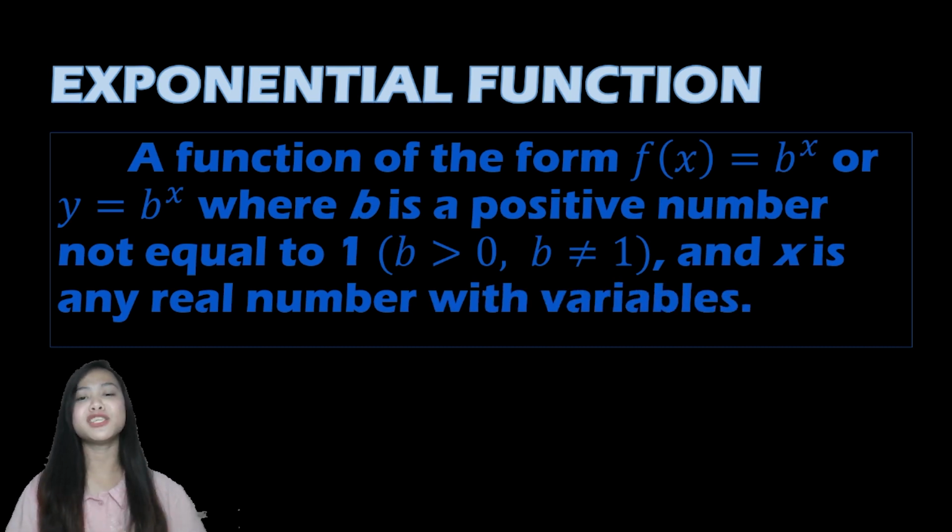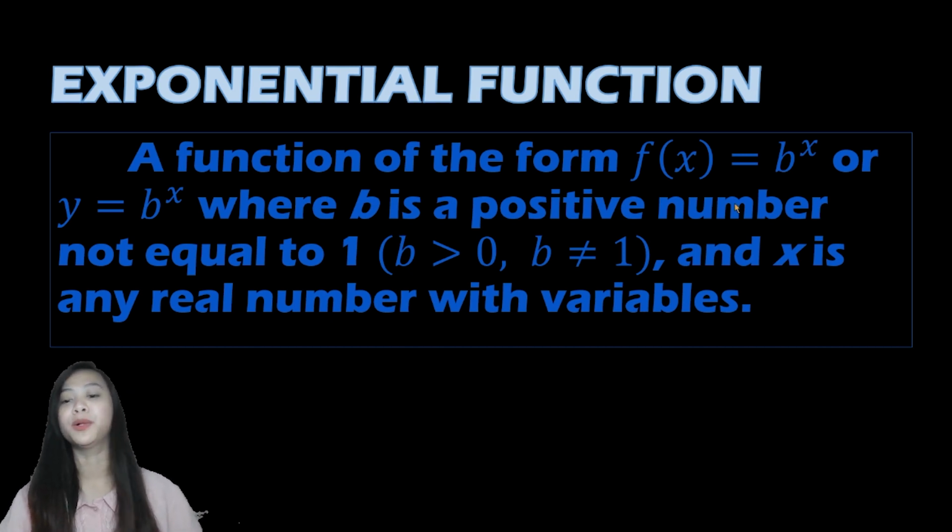In an exponential function, we have two components, which are the base and the exponent. Your base, denoted as letter b, should be greater than 0. That means it should be only a positive number, and your b should not be equal to 1. And your exponent, which is denoted as x here, is any real number with variables. So x here is a variable.